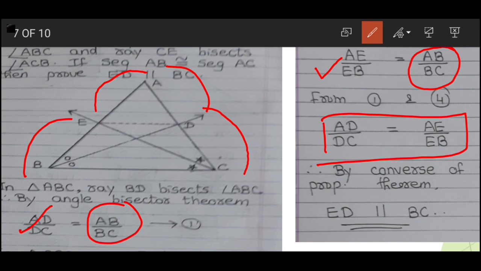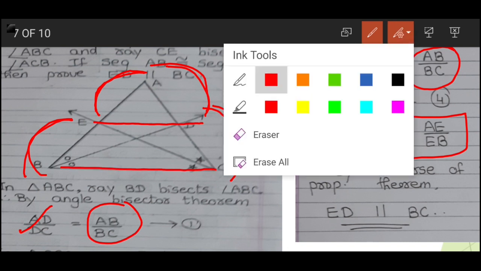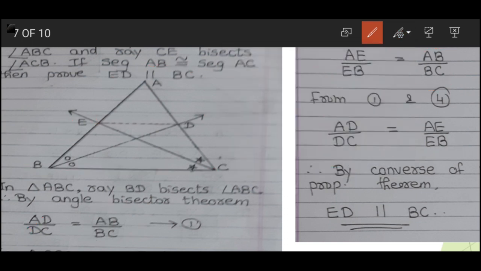Now what does this come to in the diagram? AE upon EB is equal to AD upon DC. What is this? This is the converse of the basic proportionality theorem. The information which we have got is the converse of the basic proportionality theorem. So by this we are saying that line ED is parallel to line BC. I hope you all have understood this.